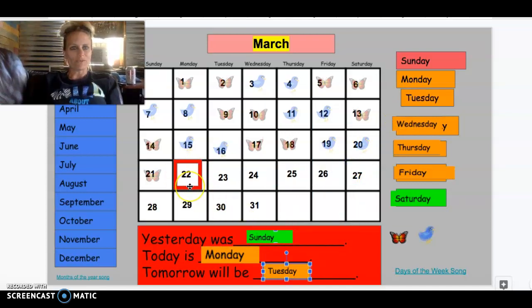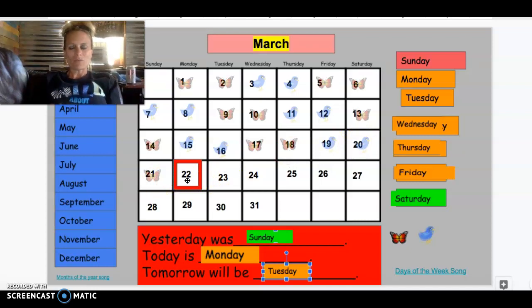We have this number right here. Let's get ready to count. Let's count all the way down here. What number comes after 21? What do you guys think? All right, let's go. 1, 2, 3, 4, 5, 6, 7, 8, 9, 10, 11, 12, 13, 14, 15, 16, 17, 18, 19, 20, 21, 22.